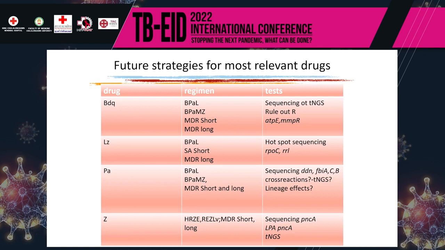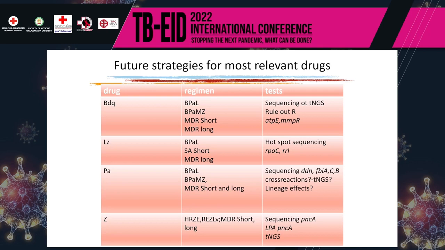The slide summarizes the possible future strategies for triaging based on approaches more rapid than the conventional DST in MGIT. Some of those strategies could be applied on samples, on at least smear-positive samples. Some of them will require a strain. For bedaquiline, that is included in almost all regimens that will be recommended in the future, the best test is to rule out resistance based on lack of mutation in some of the key genes.